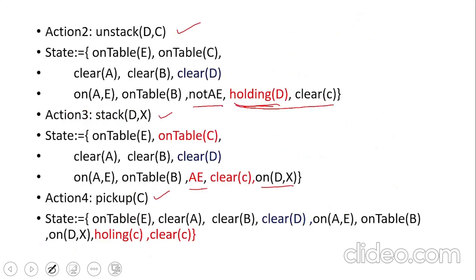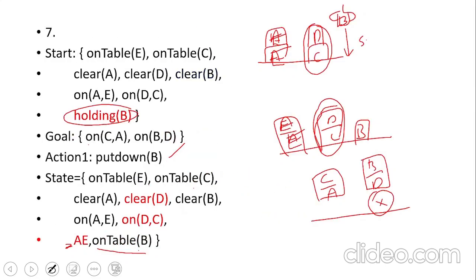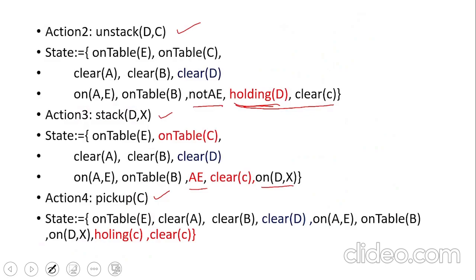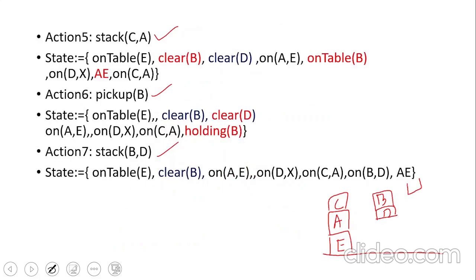Unstack DC, then keep that D somewhere else on the box. Next stack DX, next pick up C. Next stack CA, pick up B, stack BD. So these are the 7 actions required, that is the minimum number of actions required for that particular problem.